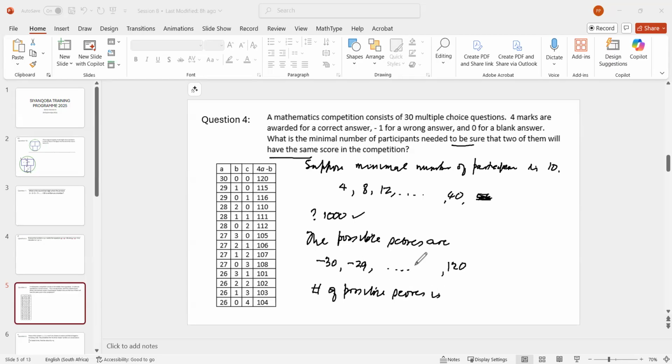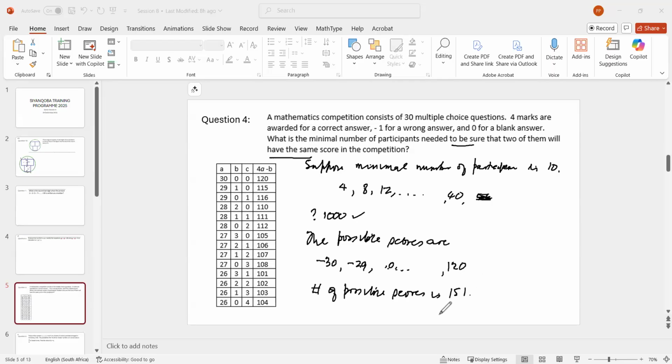If you go all the way from -30 to 120, you've got a 0 is also one of them, where he doesn't answer any one of them at all. He just sends a blank paper. So that gives you 120 on the positive side, 30 on the negative side. That's 150, include 0, and you get 151.